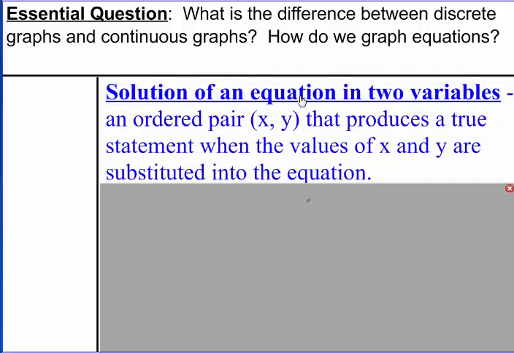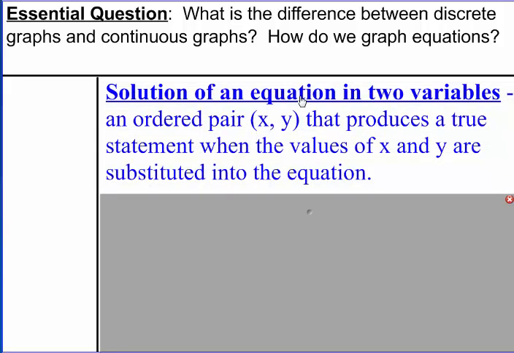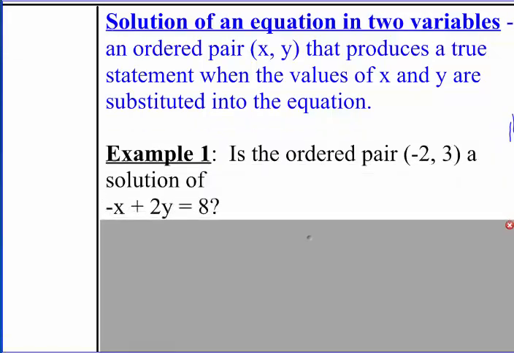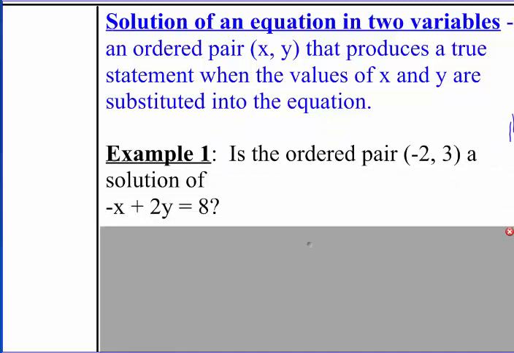So a solution of an equation in two variables would be an ordered pair, x, y, that produces a true statement when the values of x and y are substituted into the equation. So we're going to look at an example of this where you would be checking whether or not an ordered pair is a solution to an equation. So our first example is the ordered pair -2, 3, a solution of -x plus 2y equals 8?